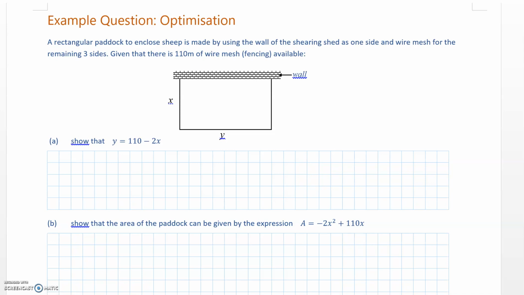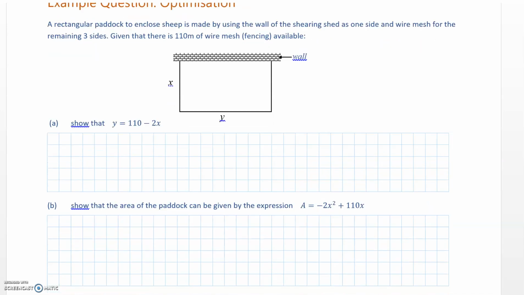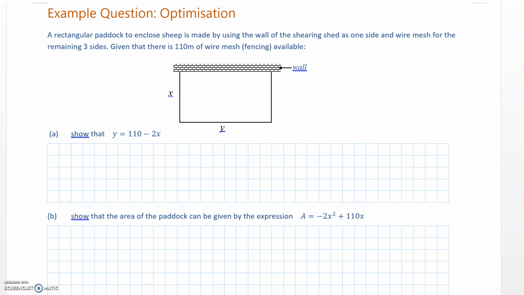Okay, guys, here is the example question on optimization. Let's read the question together. A regular paddock to enclose sheep is made by using the wall of a shearing shed as one side and wire mesh for the remaining three sides. From the picture, we can see that this side is the wall and there are three sides made by the wire. Given that there is 110 meters of wire mesh fencing available.